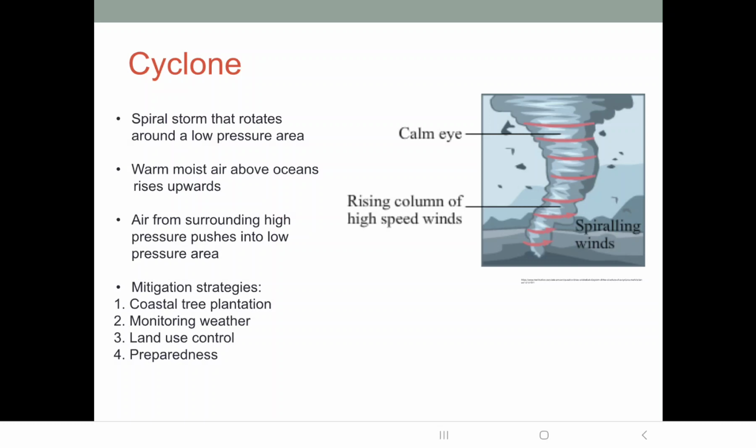See, cyclones that are formed in the southern hemisphere of the earth spin in the clockwise direction. Okay, but the cyclones which are formed in the northern hemisphere spin in the anti-clockwise direction.